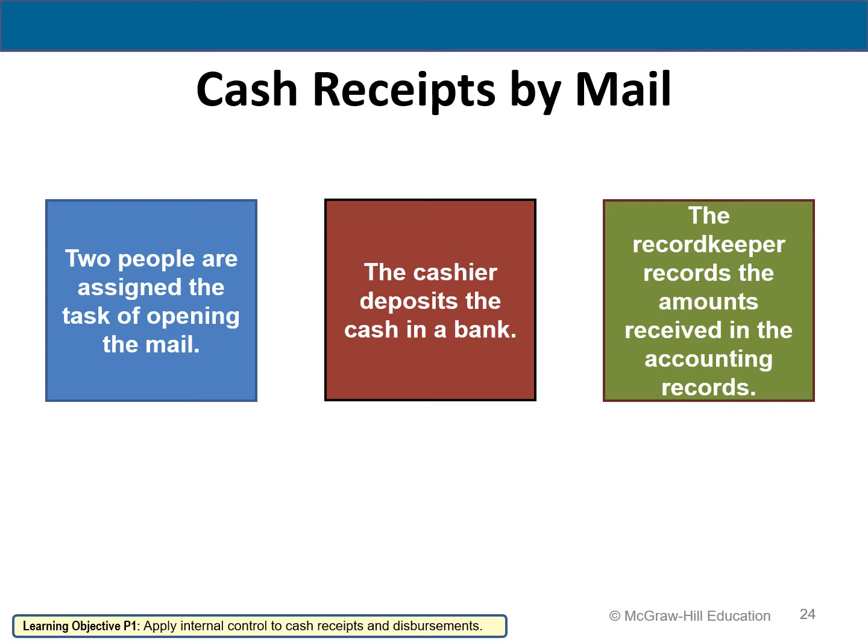All right, so two people are assigned the task of opening mail. In this case, theft of cash receipts by mail requires collusion between the two employees. So the person opening the mail enters a list in triplicate of the money received. The list contains a record of each sender's name, the amount, and an explanation of why the money was sent. First copy is sent to the cashier, second sent to the record keeper, and third is kept by the clerk that opened the mail, right? So the cashier deposits the money in the bank and the record keeper records the amounts received. So it's just an example of the segregation of duties in cash receipts.